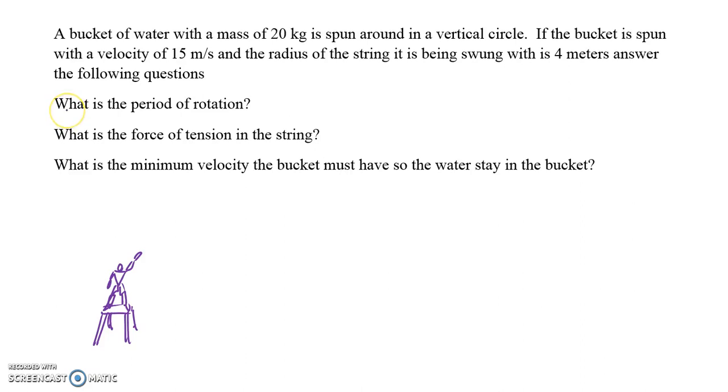Here we go. We got a circular motion problem. This is very traditional, where we have a bucket of water with a mass of 20 kilograms. It is spun around a vertical circle, so we'll talk about what that means in a sec. If the bucket is spun with a velocity of 15 meters per second, and the radius of the string being swung is 4 meters, that's my radius, answer the following questions.